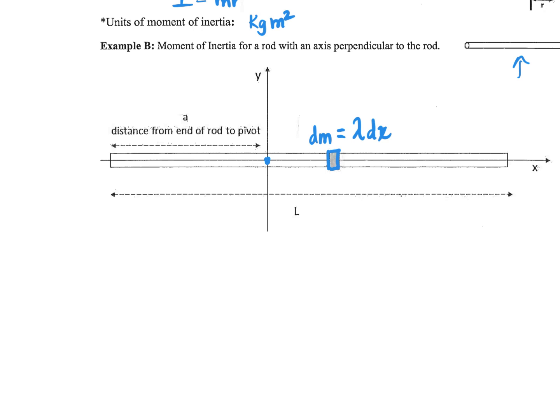So this end is at negative A, isn't it? And this end is at L minus A. Do you agree? Does everybody know where that came from? This is the y-axis, this is the x-axis, so this is 0. So we're going back A, the whole thing is L, so it's L minus A at the other end. Our distance from here to here is some x value, so that's our R.